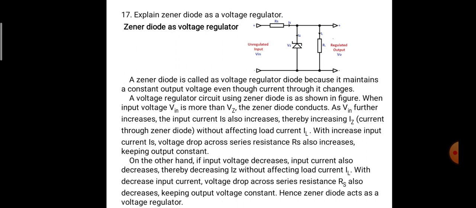On the other hand, if the input voltage decreases, the input current also decreases, thereby decreasing IZ without affecting the load current IL. With decreased input current, the voltage drop across the series resistance RS also decreases, keeping the output voltage constant. Hence, the Zener diode acts as a voltage regulator. Thank you.